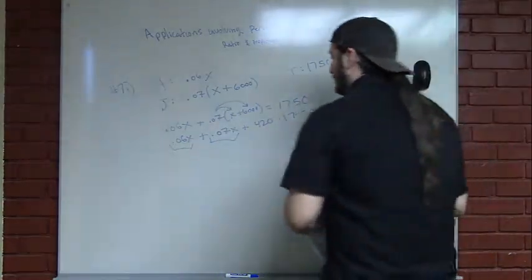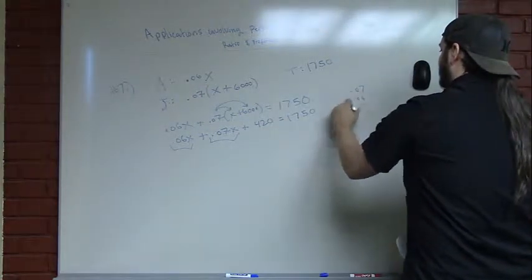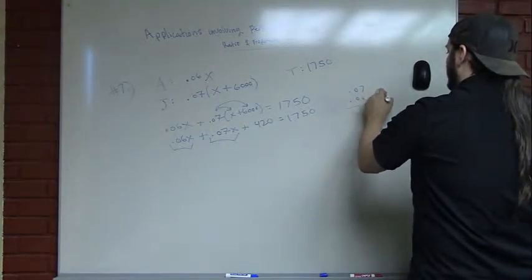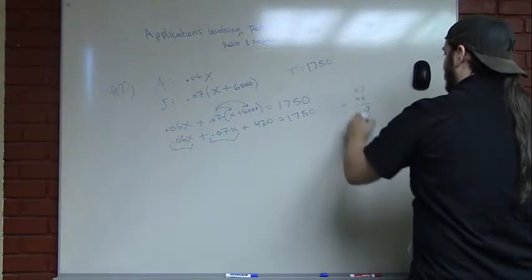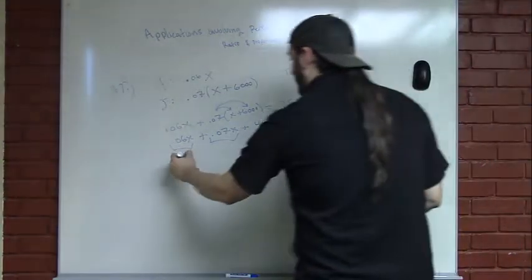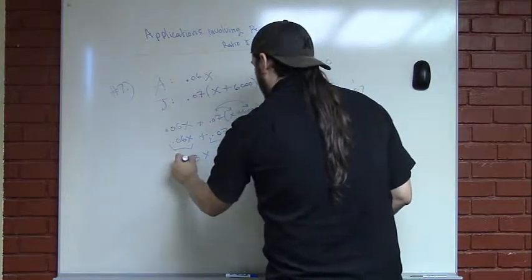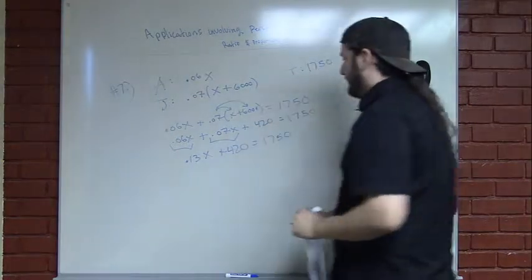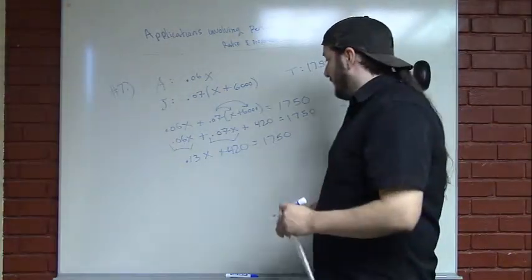So these are like terms. You can just add those guys. We'll just do that here real quick. 0.07 plus 0.06. 7 plus 6 is 13, and we're adding this. And this is going to be 1, bring down the decimal. So that's going to be 0.13x plus 420 equals 1750.